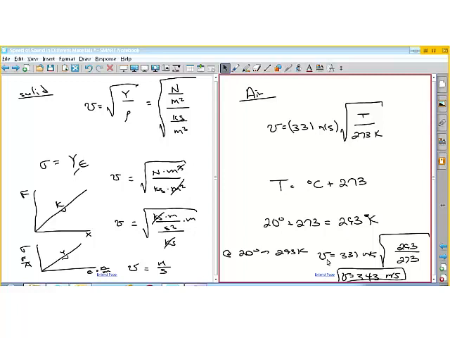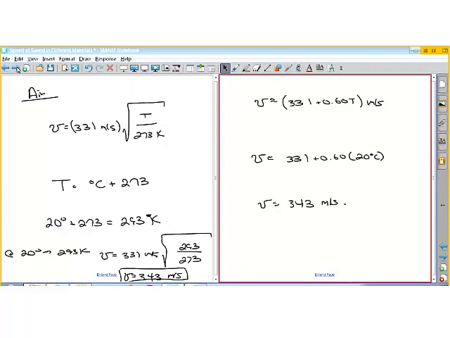To calculate the speed of sound in air at that temperature, you take 331 times the square root of 293 over 273, and that gives you a speed of sound of 343 meters per second. So that's how you calculate the speed of sound at different temperatures.